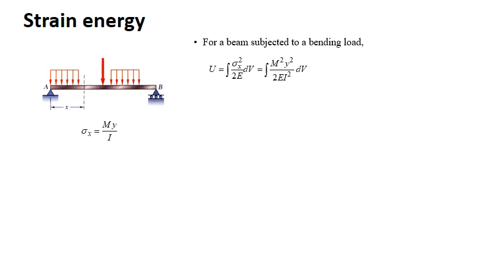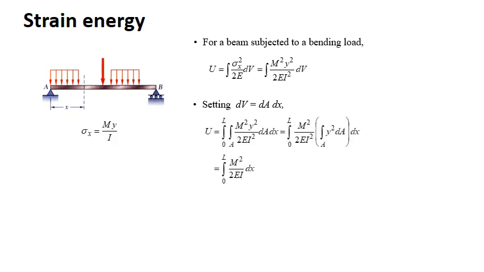Now, what is the stress in case of bending? You have to go back to the bending equation. So sigma x is simply My by I, right? So whole square. That is what we have substituted here. Again dV is equal to dA dx, so change the limits of the integral: 0 to L, and integrate over the entire area.